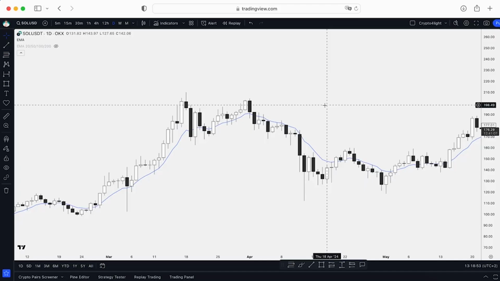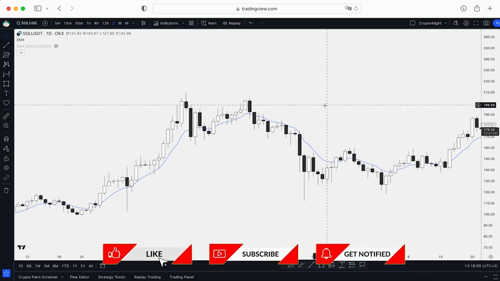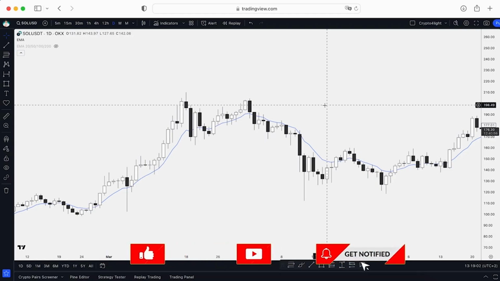In this video, I will talk only about how to use this tool and how to adjust the settings. And in the next videos, I will share with you some strategies, how you can combine EMA with other tools and build a real strategy, how to open and how to close a position.